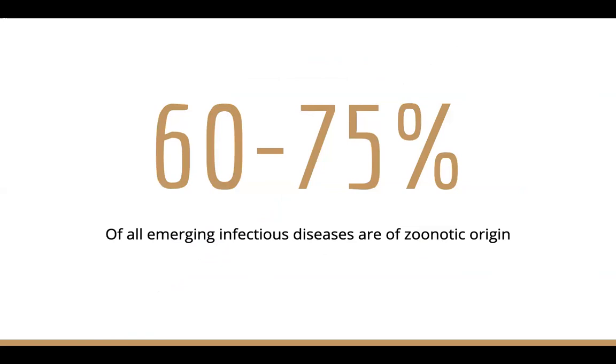Because we've gotten so close to all these animals, it is estimated that approximately 60 to 75% of all new emerging infectious diseases are of zoonotic origin, which just makes it incredibly important to study where these outbreaks come from and also how they will affect our daily lives.